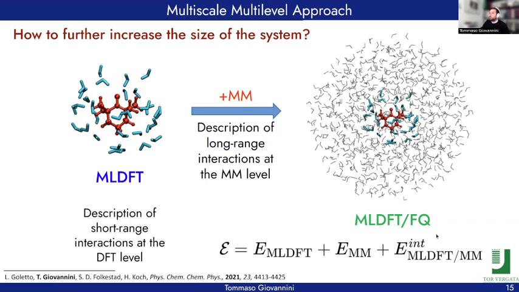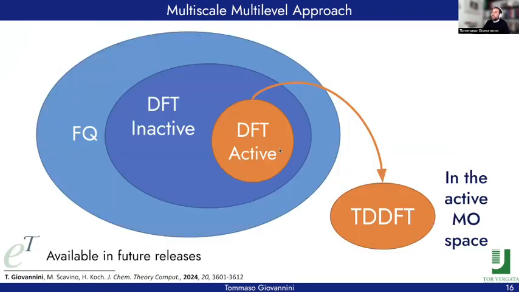So we have developed this 3-layer approach, multi-level DFT / fluctuating charges. Everything is polarizable in this case. This is particularly useful because now you can focus on the active part and run time-dependent density functional theory just on the small part, in the active MO space.